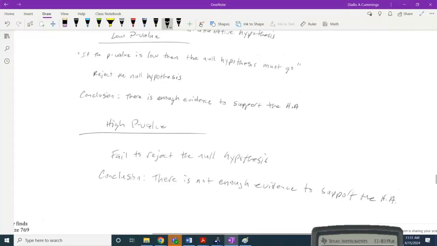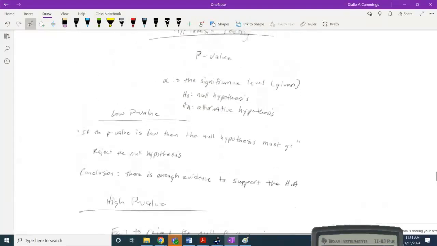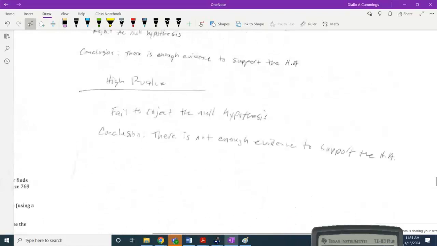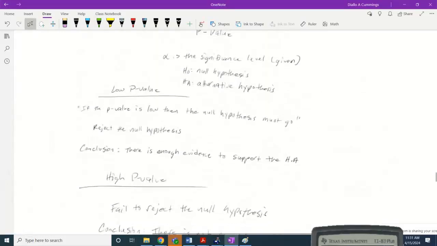All right, so in a nutshell, these are just the key ingredients, right? You're going to be given a significance level in your problem. You have to compare the significance level in your problem with the p-value, then you can make your decision on whether to reject the null hypothesis or fail to reject it.